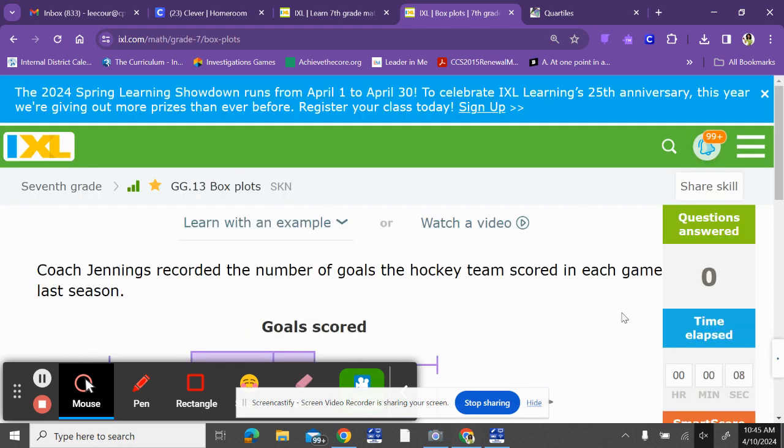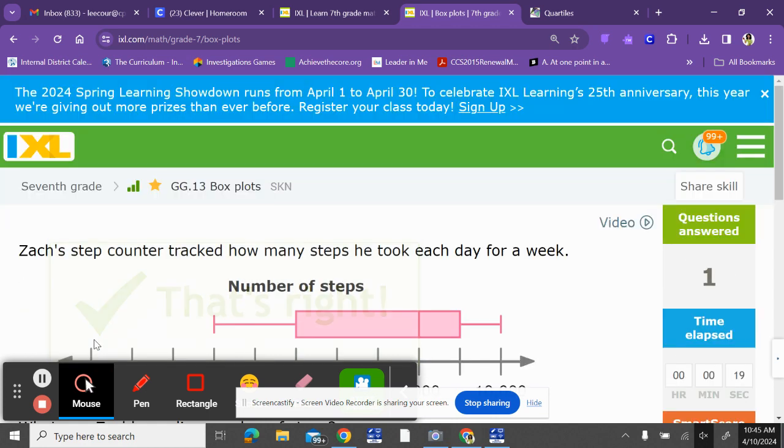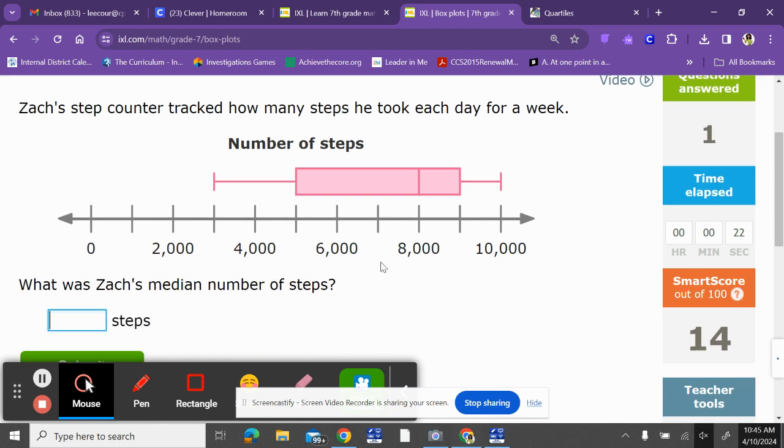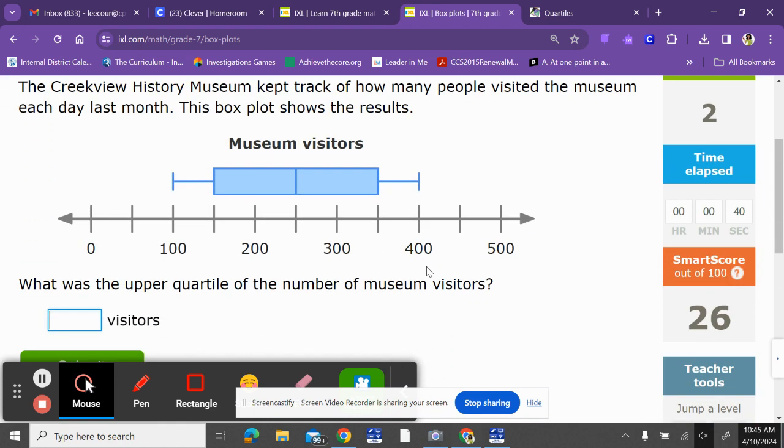Coach Jennings recorded the number of goals the hockey team scored in each game. What was the most goals the team scored in a game? So I would say 8 would be the answer. The most, that's the clue. Maximum. The step counter tracked how many steps he took each day for a week. The median number of steps. The median is this line. The middle line is the median. So the answer is 8,000. At the Creekview Museum last month, what was the upper quartile? The upper quartile is this line, which is 350.